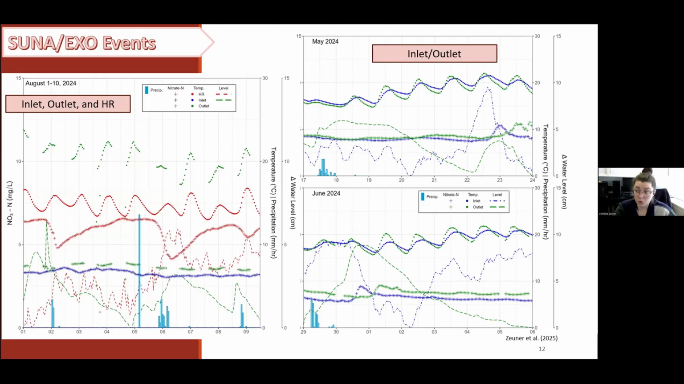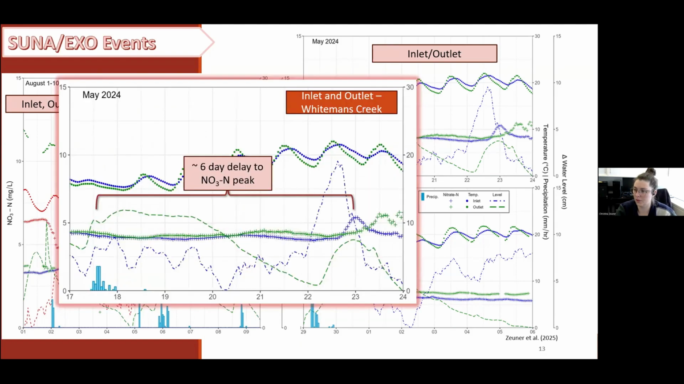So that being said, we still were able to gather a lot of interesting information about the site and how it responded to storm events, particularly related to nitrate levels. On the left you can see a few events that happened in August where we had all 3 stations set up. And then the right is just for the inlet and outlet.